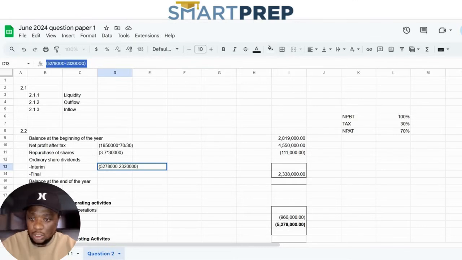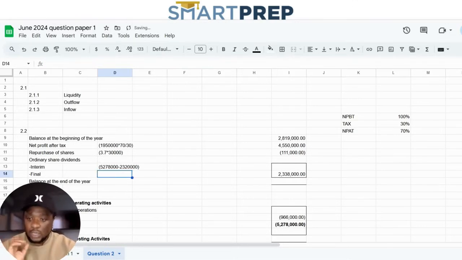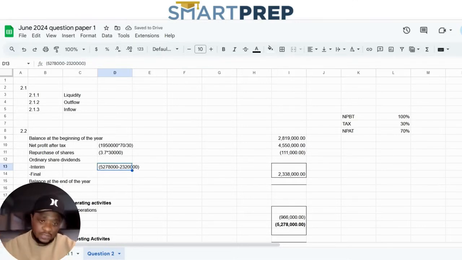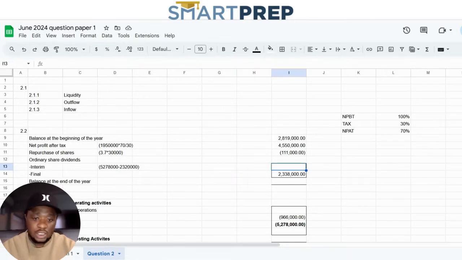Remember, guys, when we talk about dividends paid, we're essentially talking about the dividend from the previous year, which you would get as shareholders for dividends at the beginning of the year, and then also the current year interim dividend. So if you paid 5,278,000 and there was a dividend of 2,320,000 at the start of the year, that means 2,958,000 was paid towards the interim dividend.